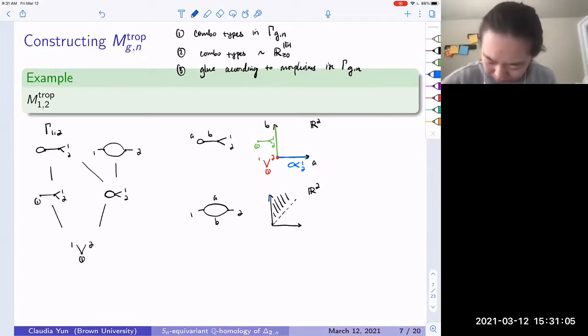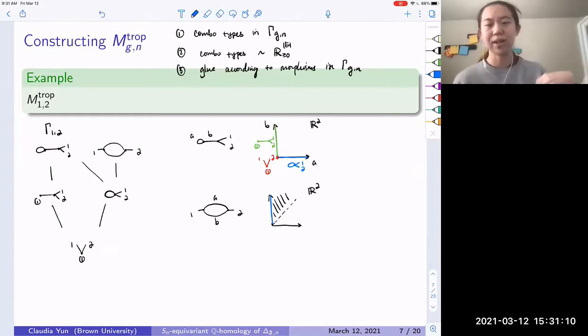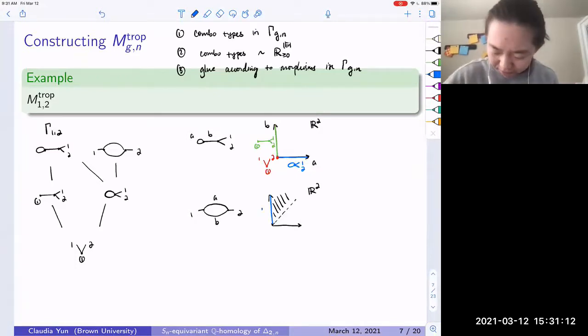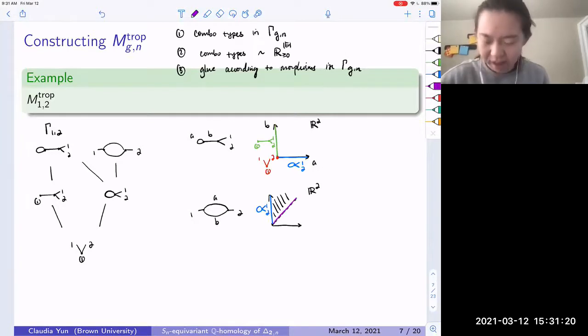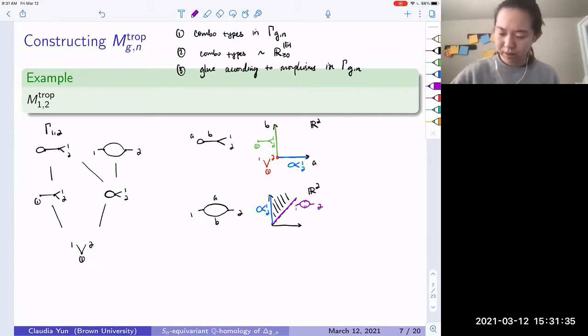And what happens to this face? Well, it corresponds to contracting either one of these two edges, and that corresponds to this fish graph. And the middle, the line that we fold across, corresponds to the combinatorial type or the tropical curves where these two edges attain the same length. So 1 and 2. And again, the origin is our one vertex graph.